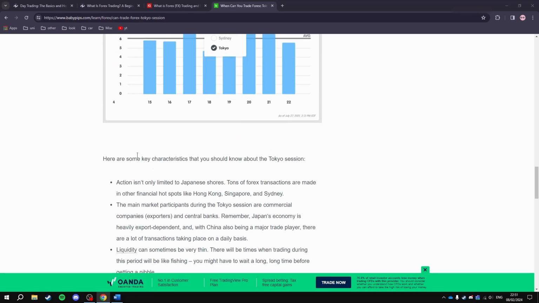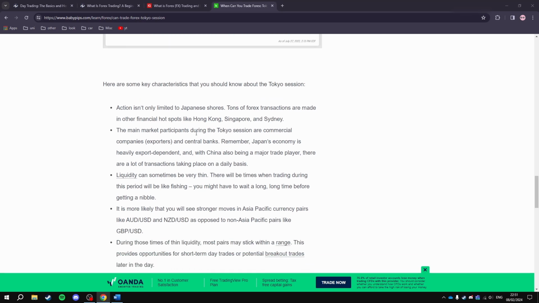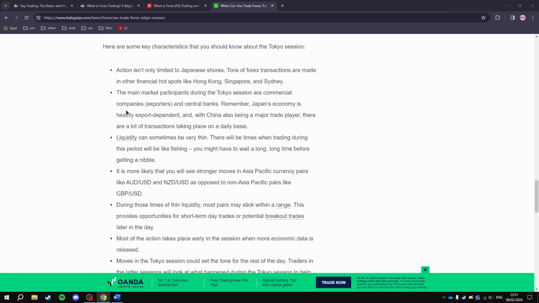Here are some key characteristics that you should know about the Tokyo session. Action isn't only limited to Japanese shores. Tons of Forex transactions are made in other financial hotspots like Hong Kong, Singapore and Sydney. The main market participants during the Tokyo session are commercial companies, exporters and central banks. Remember, Japan's economy is heavily exporter dependent, and with China also being a major trade player, there are lots of transactions taking place on a daily basis.